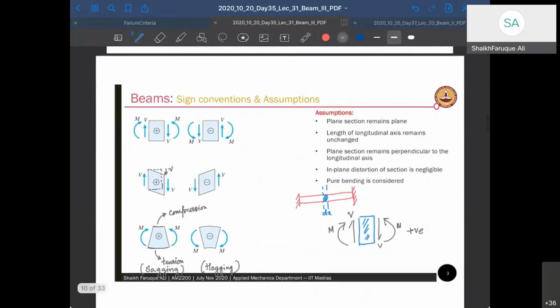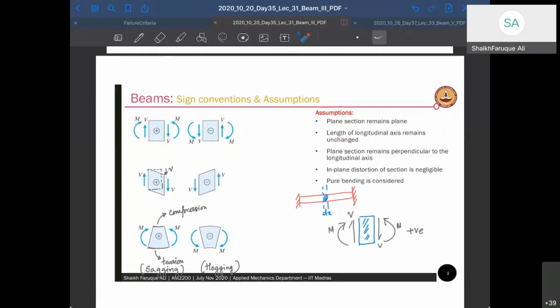So, sign convention. This is one of the important things that we have to deal with when we deal with stresses in beams, and we have to be very careful with sign convention. A slight change in sign convention will lead to different results, and therefore you have to mention your sign conventions when you do a problem. As I said, right side shear upward is positive, left side shear downward is positive, and the moment that is sagging moment is a positive moment.